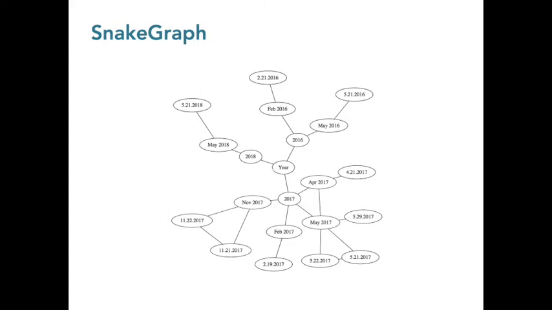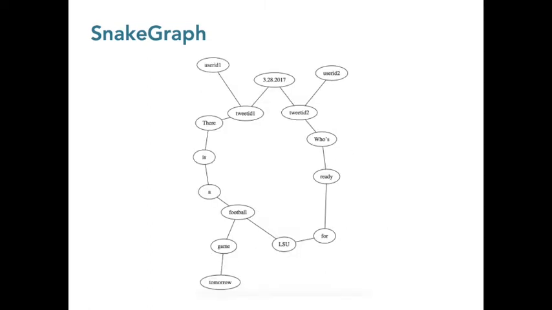We also make sure that all consecutive date nodes are connected. So November 22, 2017 and November 21, 2017 are connected. We also make sure that all consecutive month nodes are connected. So April 2017 and May 2017 are also connected. Then the graph extends further.